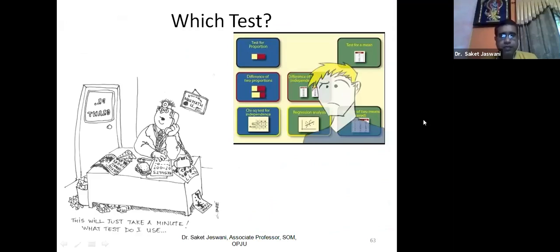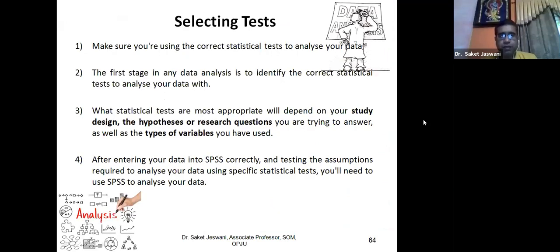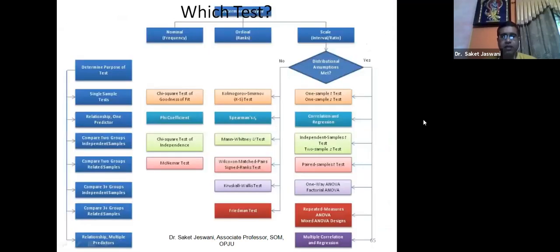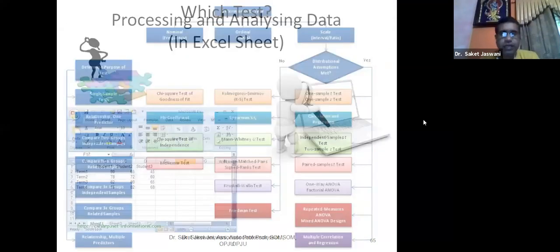Selecting the test is very important. This is a framework. You can take the snapshot, you can click the picture. Which particular test is selected for what? So depending on the scale, nominal, ordinal, and interval and ratio scale, and depending on the number of samples, number of variables, you can select which test can be selected for what. Actually, so next is processing and analyzing.